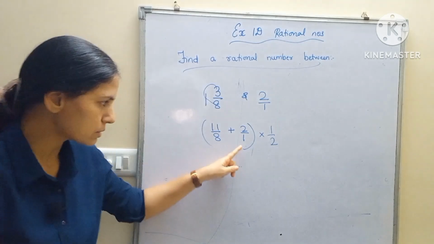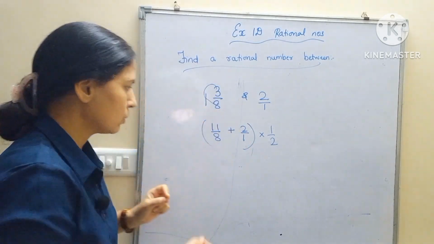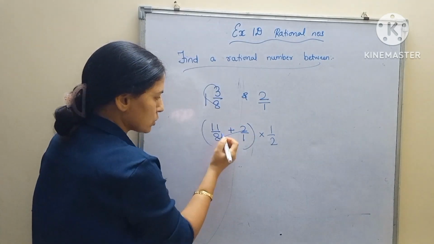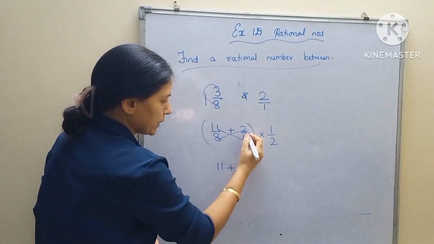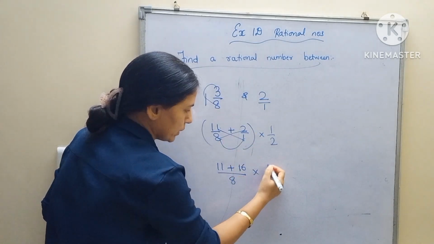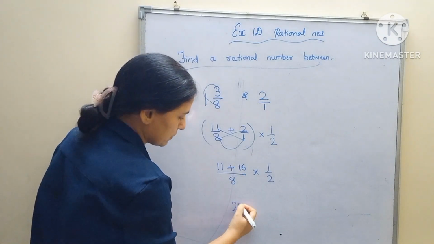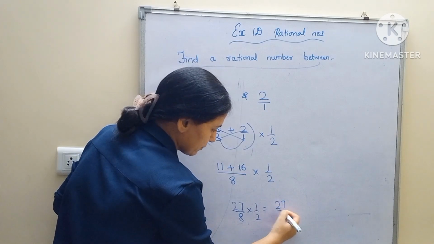But here, since the denominators are different, your first task would be to equalize the denominator. What is the LCM of 1 and 8? 8 only. Do cross multiplication. 11 ones are 11. 8 twos are 16. 8 ones are 8, into 1 upon 2. What is 11 plus 16? 27 into 1 upon 2. This becomes 27 upon 16.